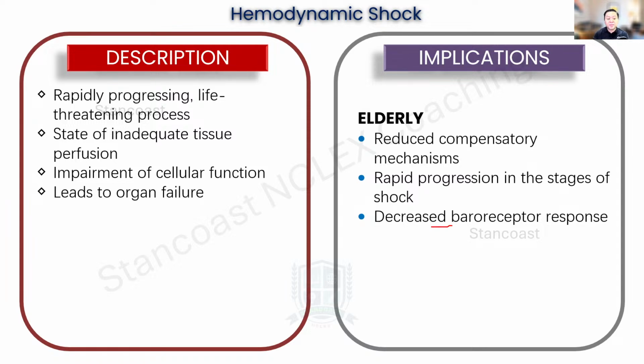And of course, with the decreased baroreceptor response, this will not be able to signal the catecholamines. Remember those epinephrine, norepinephrine, they will not be released as easily as in a normal person because of the decreased detection by the baroreceptors. Now, this can also impair the heart's response, guys. It can decrease the pumping mechanism, the contractility of the heart, and also delay the vasoconstriction.